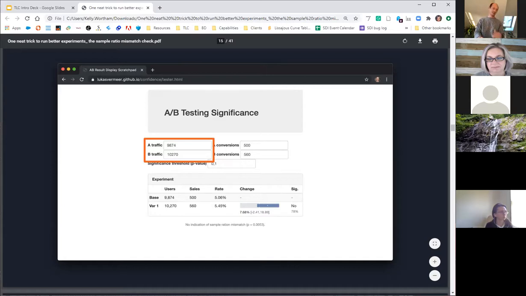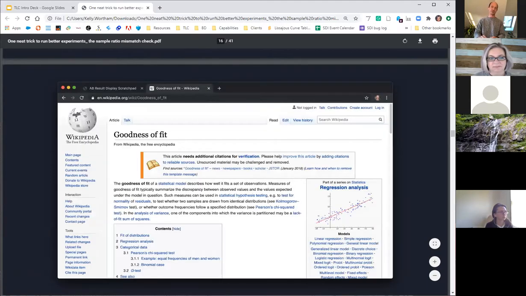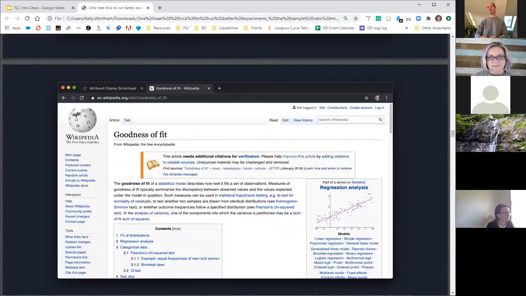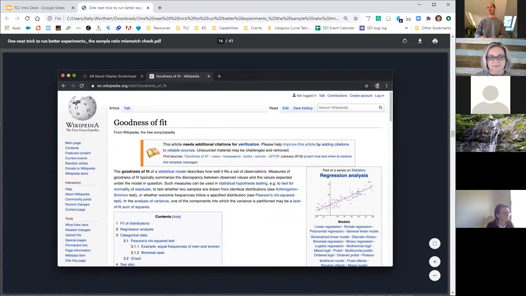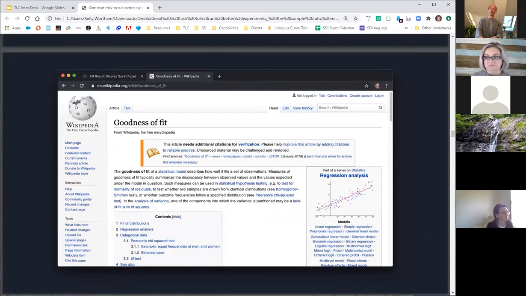And LinkedIn, I can share a link to this paper later as well, actually has a paper about doing this in an automated fashion. It's called Automated Detection and Diagnosis of Biased Online Experiments. It's fairly simple to automate.